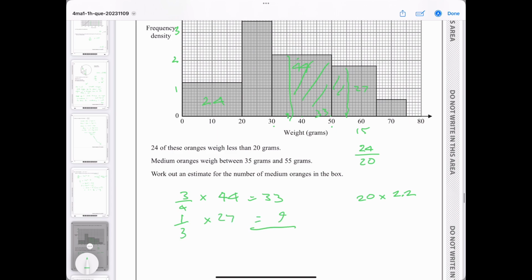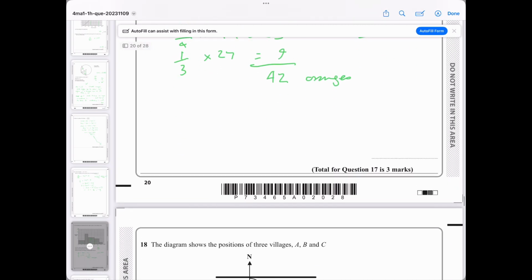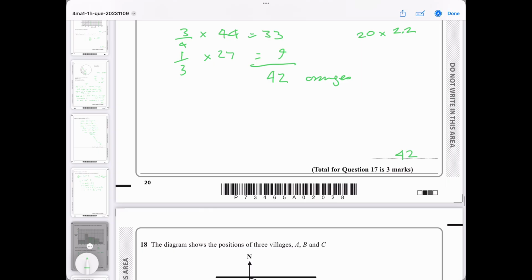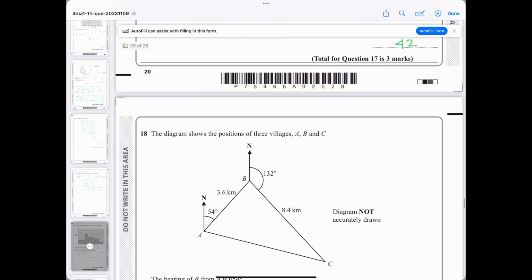So the number of medium oranges in the estimate is going to be 42 oranges. I mean, it's just an estimate because we don't know how big any of them are. They're all sort of between different levels.